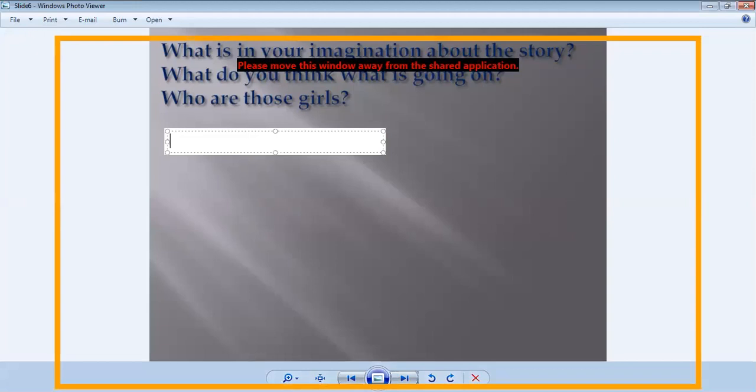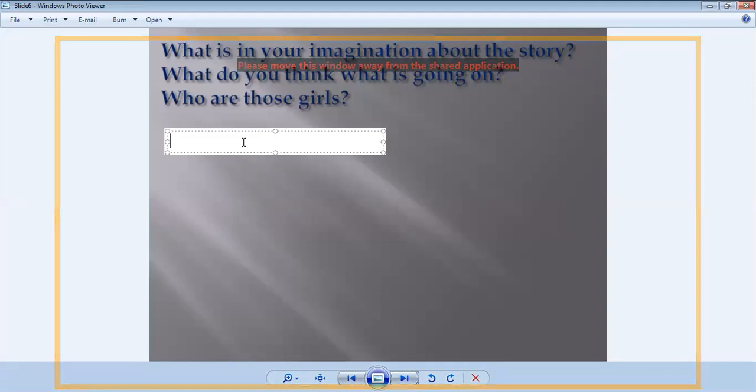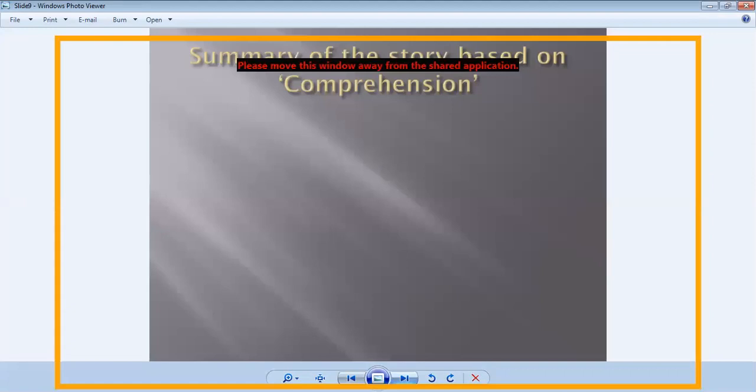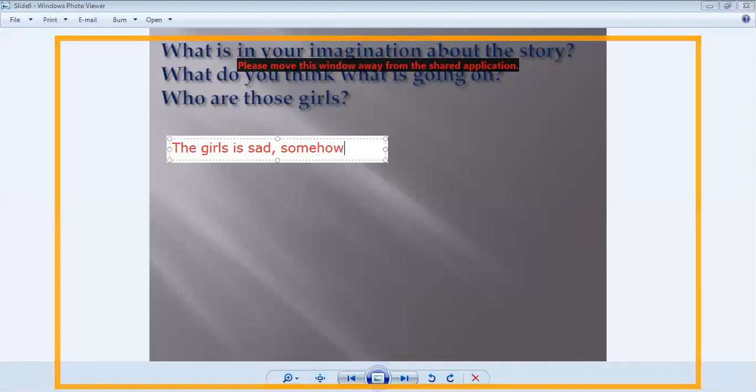I think the girl, when she refused to smile, I think she was sad from something. Okay. Hold on, sorry, my screen is glitching. You said the girl is sad somehow, right? Okay. Girls, Judy, Wanis, what do you think? What else?